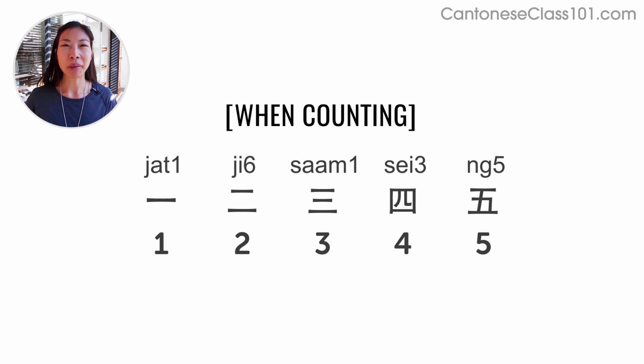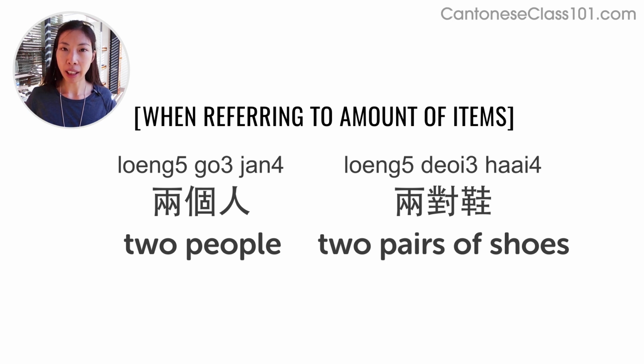When we're counting, we say 一, 二, 三, 四, 五. We don't say 一, 兩, 三, 四, 五. When we're referring to the amount of items, we use 兩 followed by the measure words. For example, 兩個人, 2 people, or 兩對鞋, 2 pair of shoes.